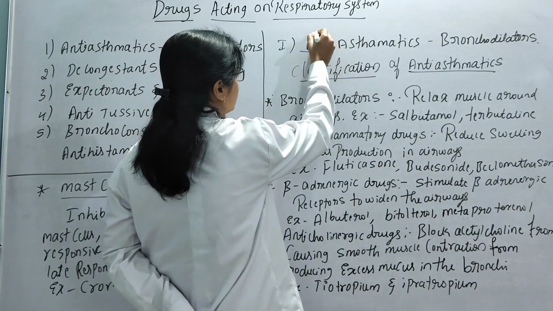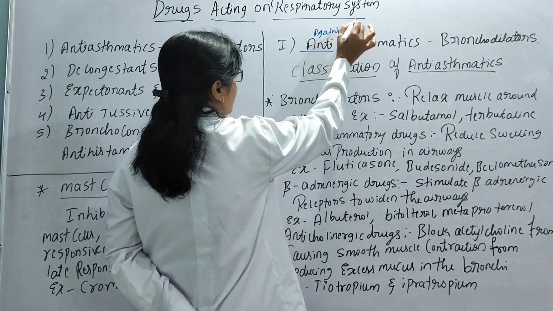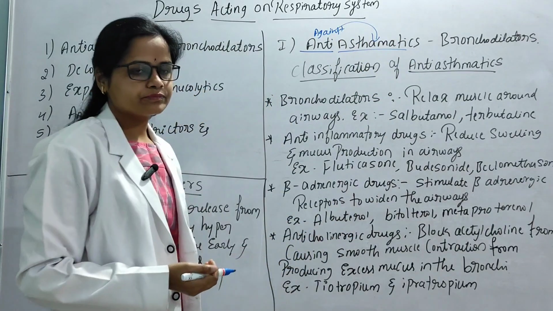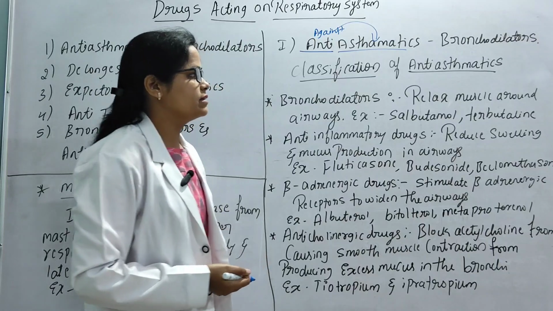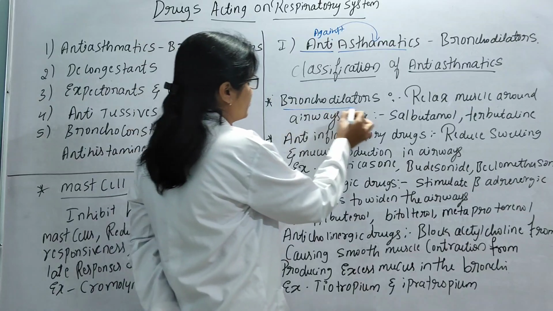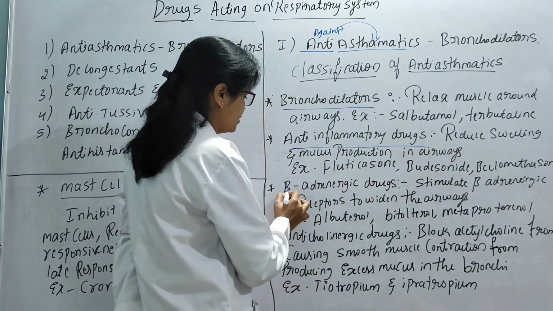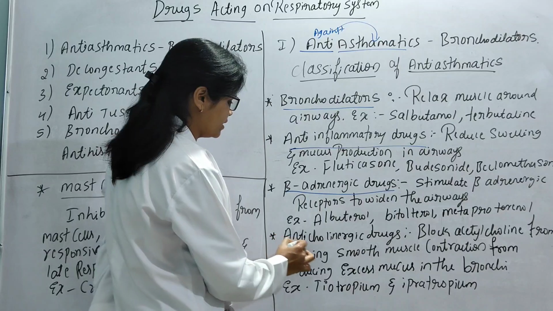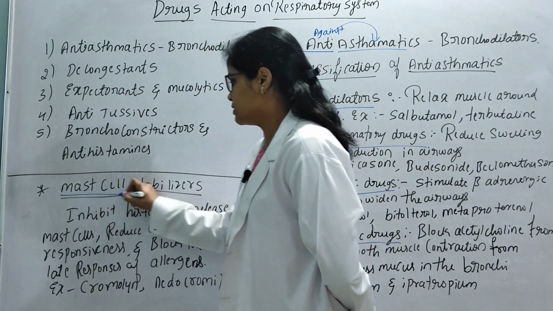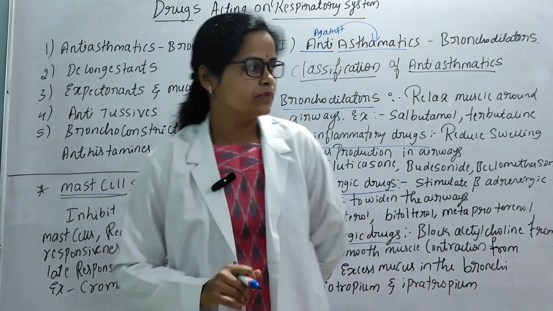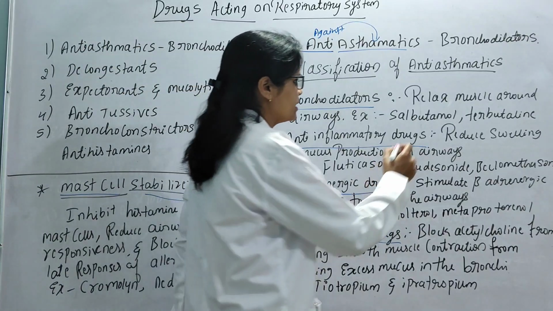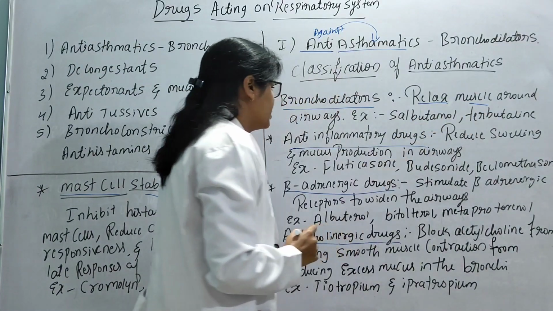Antiasthmatic, anti is nothing but against asthmatic. Okay, the drugs which are used to treat asthma. Here the classification of antiasthmatics are bronchodilators, anti-inflammatory drugs, beta adrenergic drugs, anticholinergic drugs and mast cell stabilizers. Okay, first we'll study about the bronchodilators, means these drugs relax muscle around airways.